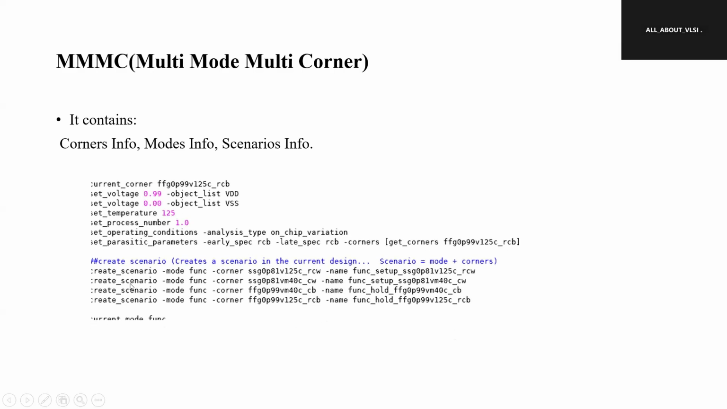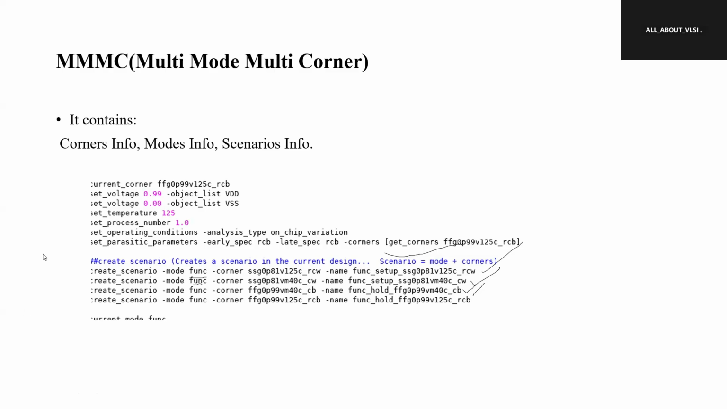See here, these are the cases I told you earlier, right? Scenario is equal to one mode plus one corner. These are my corners: RC best, RC worst, resistance and capacitance, and C worst, which means capacitance worst, C best, RC best, and typical. These are the things present here. Functional mode, we are checking for functional mode. So these are the things completely related to MMMC.